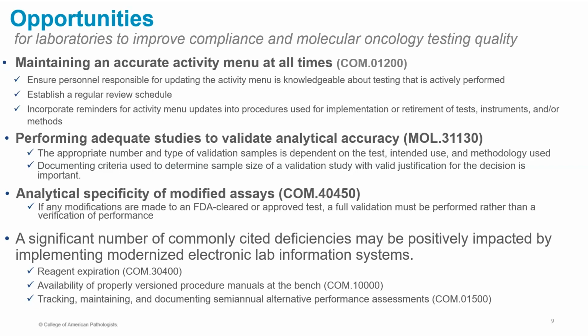Also worth mentioning is that there were a significant number of commonly cited deficiencies that may be positively impacted by implementing a modernized electronic lab information system. It can help with things like reagent expiration, the availability of properly versioned procedure manuals at the bench, and tracking, maintaining, and documenting semi-annual alternative performance assessments. So very useful.